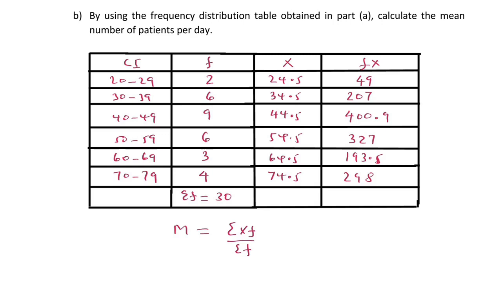Okay, so now let us find the summation of x, which after summing the values, we are having 297. And then we are going to find the summation of fx, which after summing the values, we are getting 1,475.4.